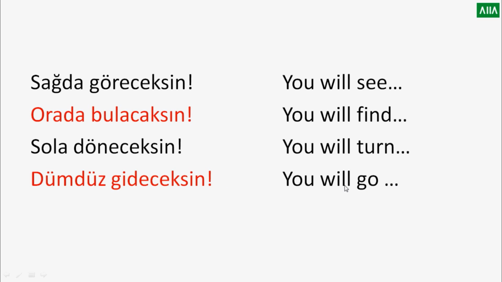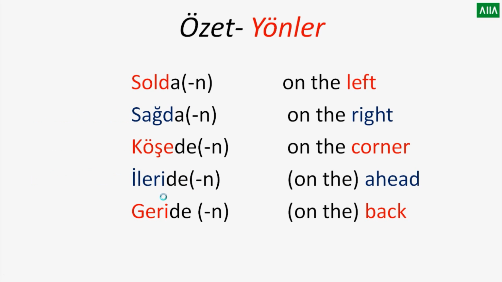Now let's see the summary part here before I end my lesson. Solda soldan, sağda sağdan, köşede köşeden, ileride ileriden, geride geriden. But here, a little reminding for you, the letter n here, which most of the time we remove when we speak. So here, solda, soldan. As I told you before, if something is fixed, not moving, that's why we use a: solda, sağda, köşede, ileride, geride. But if you are moving, then you have to say soldan.